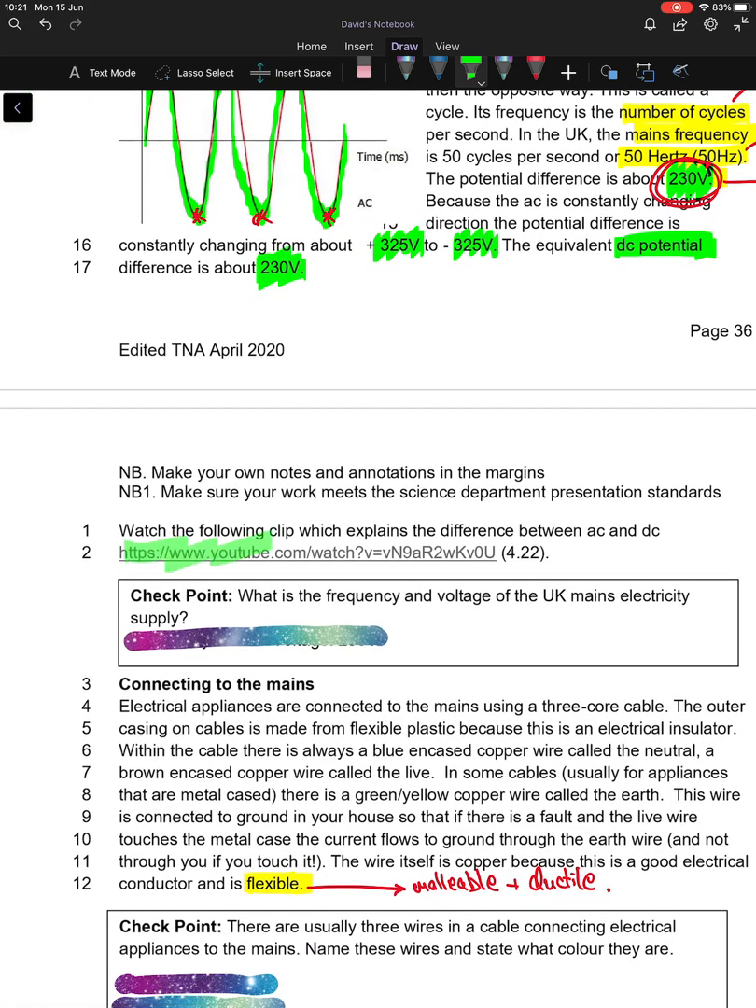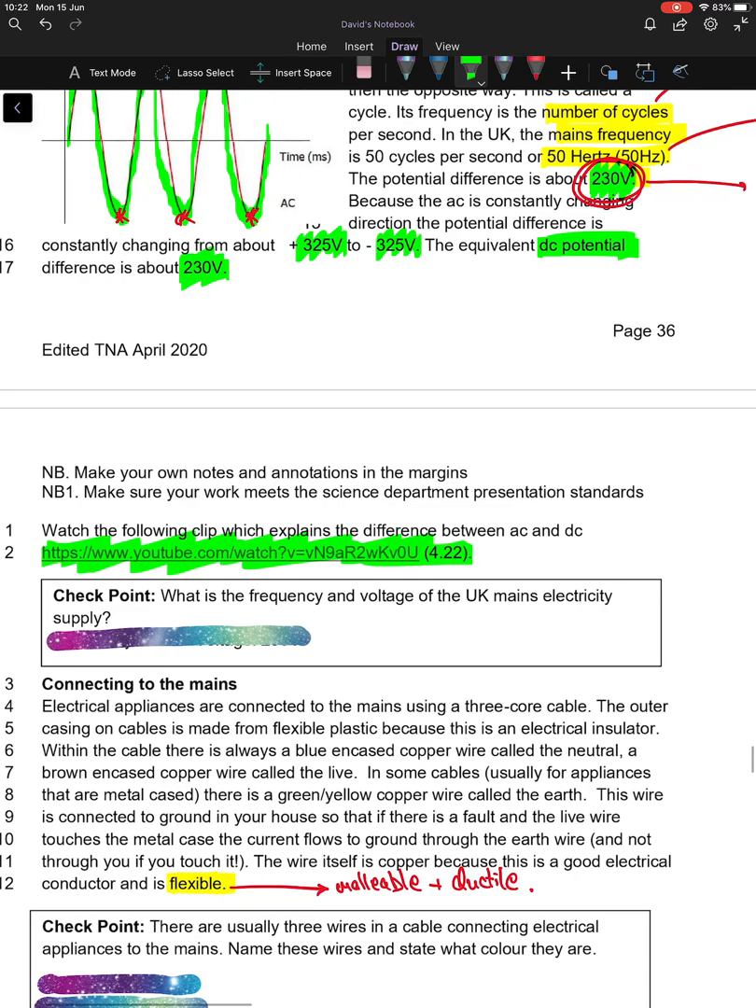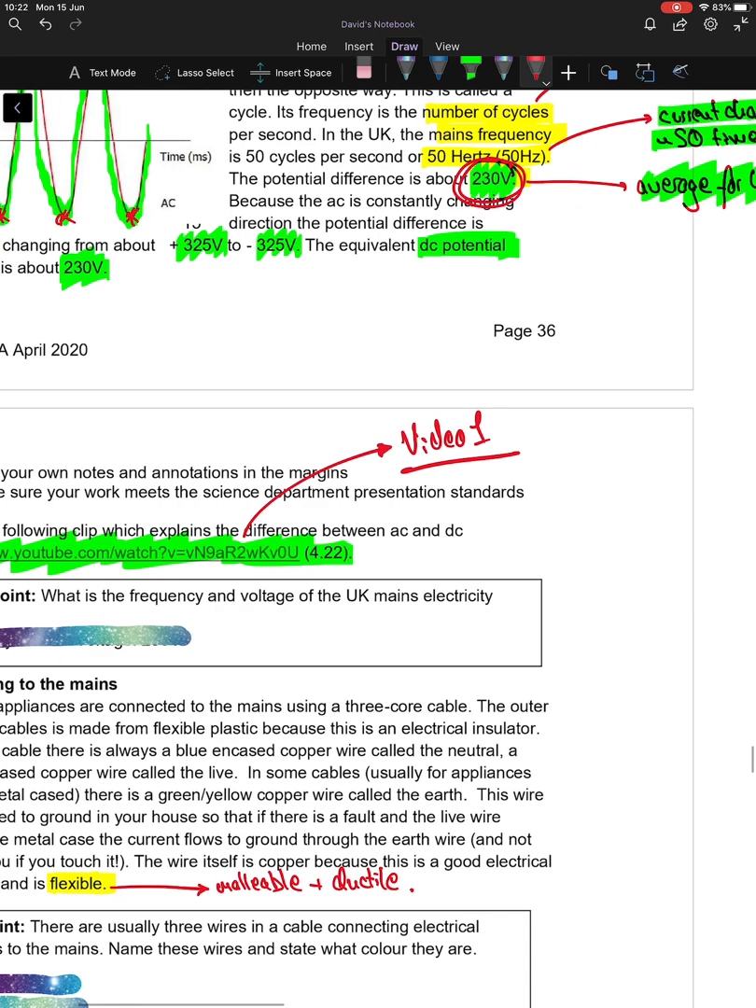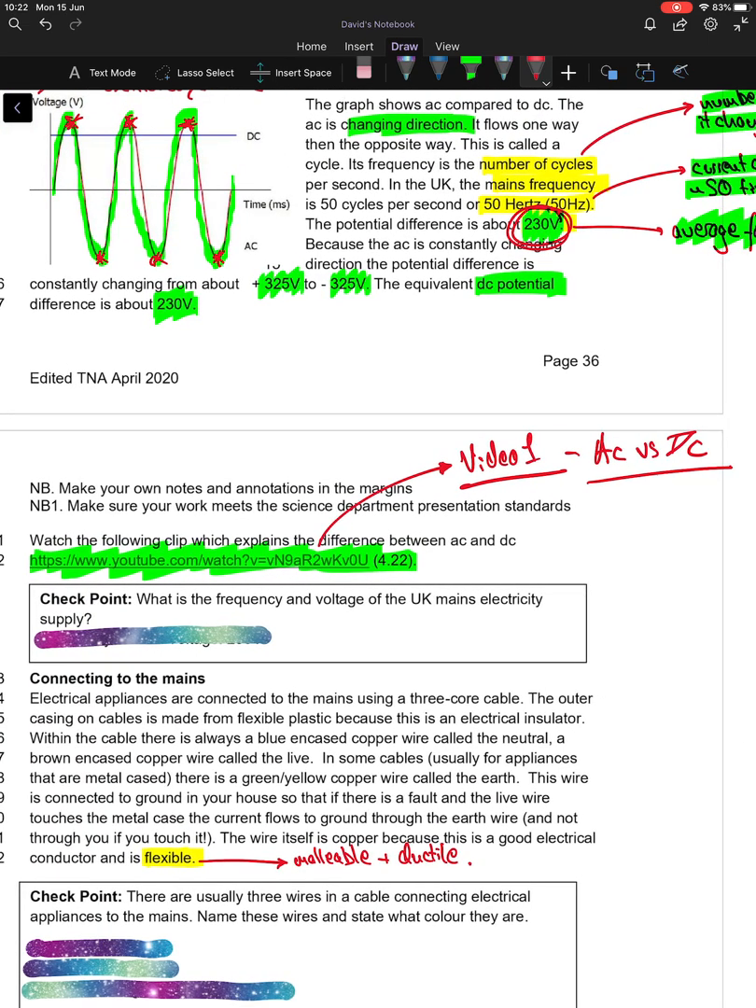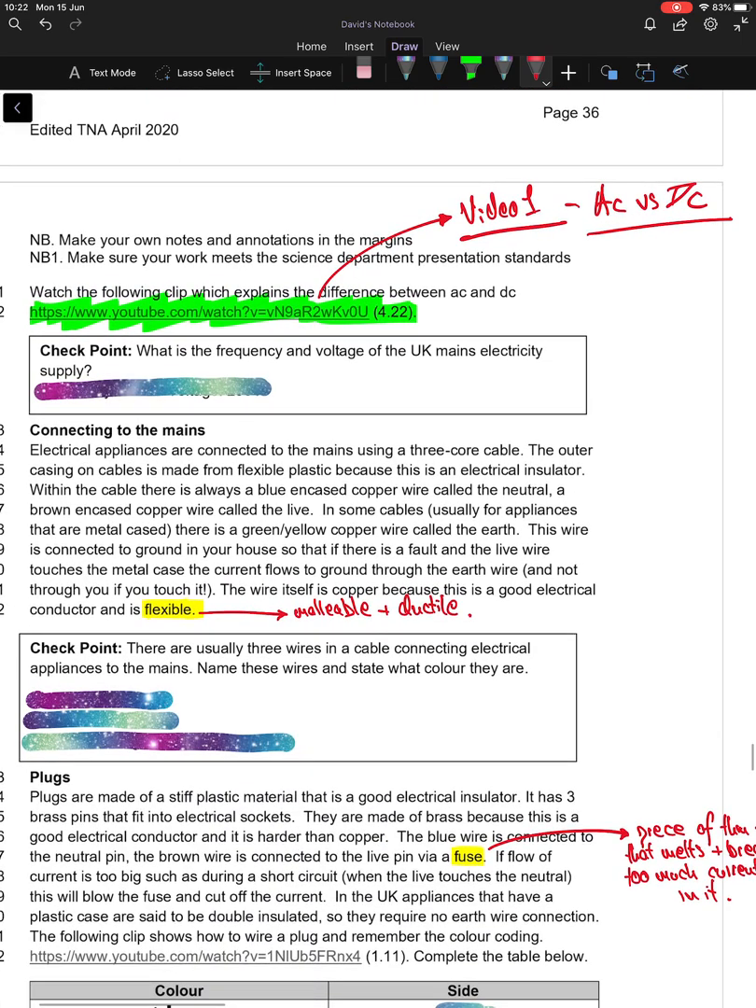Right, have a look at the next page, and on the next page you'll see a little video link which you'll see in the description box below. Pause the video now and make your own notes for me, please, on this video. It's video 1, which is AC versus DC. What are the differences? Pause the video for me and have a go at that now.